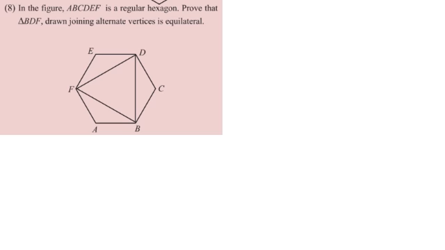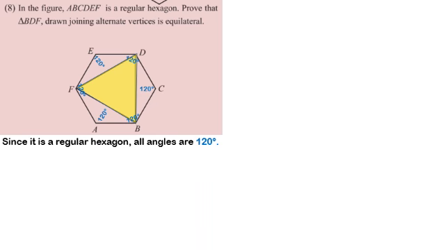Question number 8. In the figure, ABCDEF is a regular hexagon. Prove that triangle BDF drawn joining alternate vertices is equilateral. Children, in this question, we have to prove that triangle BDF is an equilateral triangle. So let's start writing. Since it is a regular hexagon, all angles are 120 degree. And we know all sides also equal.